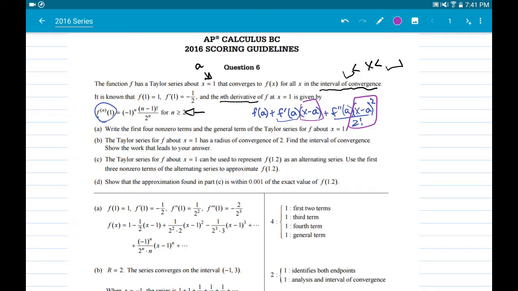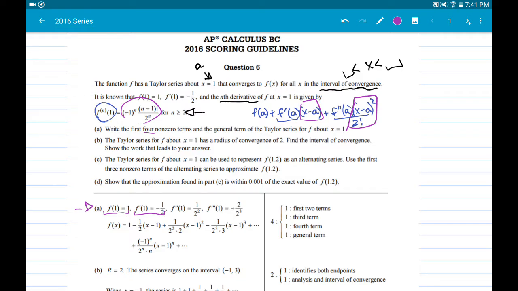So, all right, write the first 4 non-zero terms and the general term of the Taylor series about x equals 1. And so if we jump down here, just kind of walking you through this, what was found is the first 4 coefficients using this thing up here. And so the second derivative with a 1 plugged in is 1 over 2 squared, 2 to the second, and the same process for this.